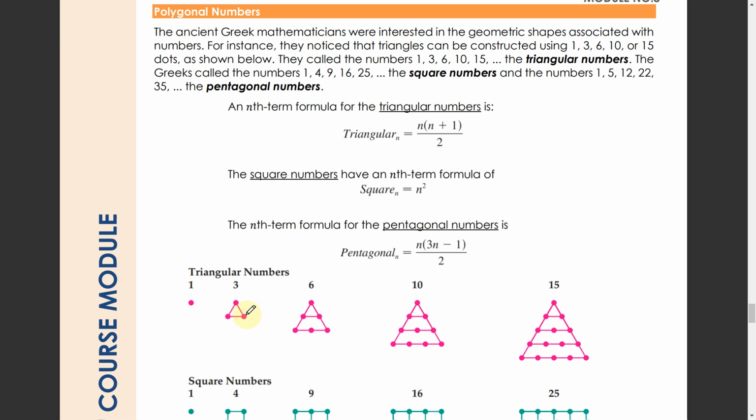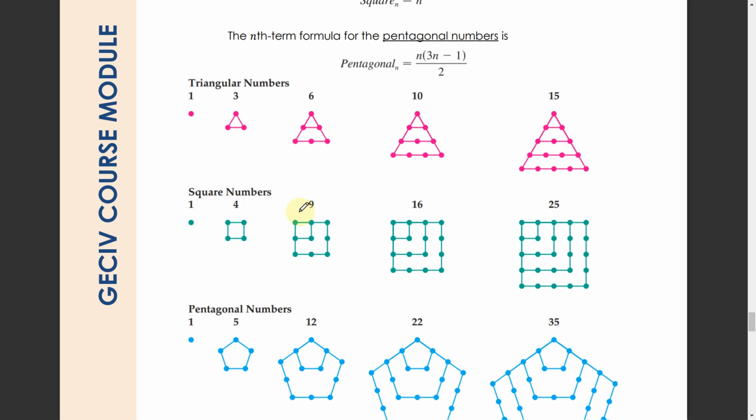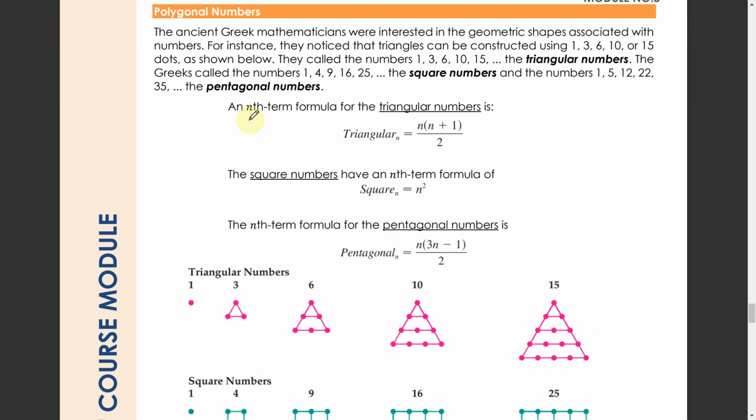The Greeks called the numbers 1, 4, 9, 16, 25 the square numbers, and the numbers 1, 5, 12, 22, 35 the pentagonal numbers. So square numbers are 1, 4, 9, 16, 25. Then pentagonal numbers are 1, 5, 12, 22, 35. So an nth term formula for the triangular number is T sub n.